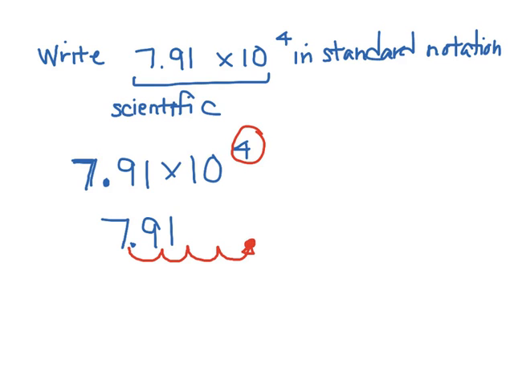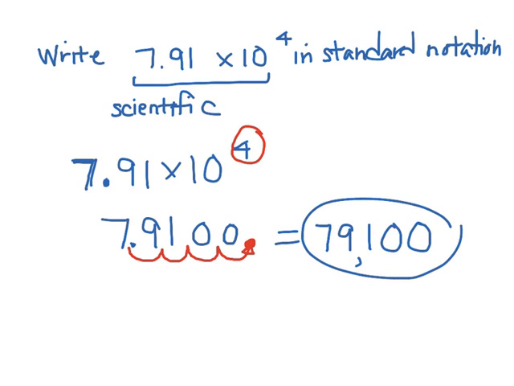I'm going to put my new decimal place there, and I'm going to have to fill in the spaces with zeros. So to write this in standard notation, I just have 7, 9, 1, and I have 2 zeros. And remember, we always count backwards to see where our commas go by 3. So it's 79,100. That's the same as 7.91 times 10 to the positive fourth.